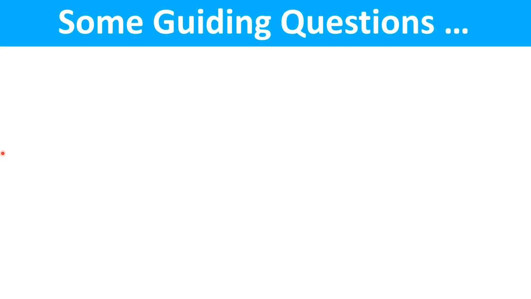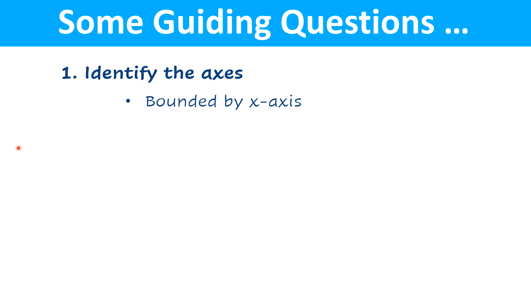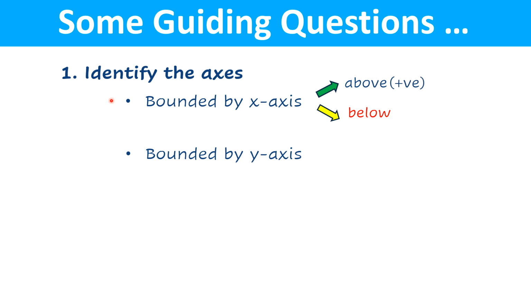Now that we have the basic understanding, let's go through some guiding questions that will help us find the area. The very first thing we need to ask ourselves is to identify the axis. That is, ask whether it is bounded by the x-axis or by the y-axis. If it is the x-axis, is it above the x-axis or below the x-axis? If it is above, we all know it's easy, it is just positive. But if it is below, the value will be negative, so we will need to add in the absolute sign.